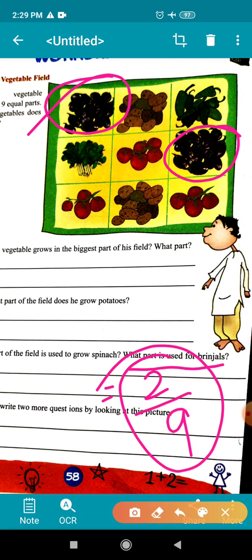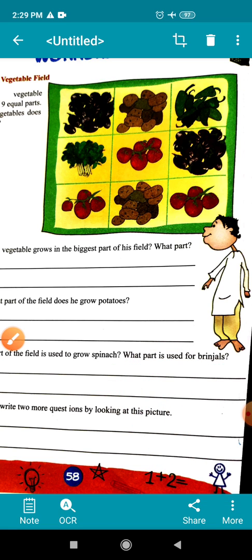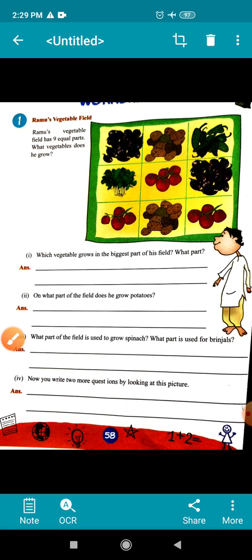Okay. Now let us see the next question. Now you write 2 more questions by looking at this picture. So children, do this question by yourself. Now move on to the next question.